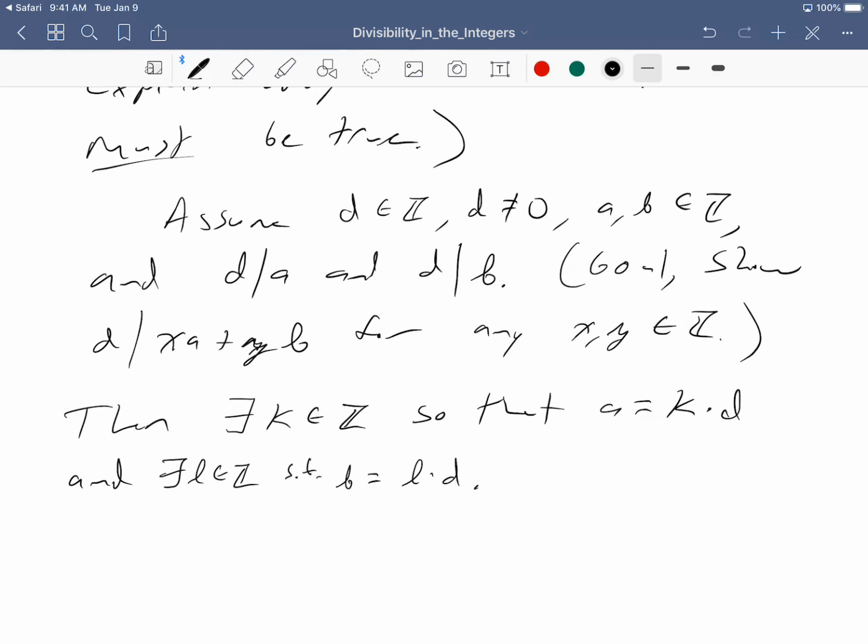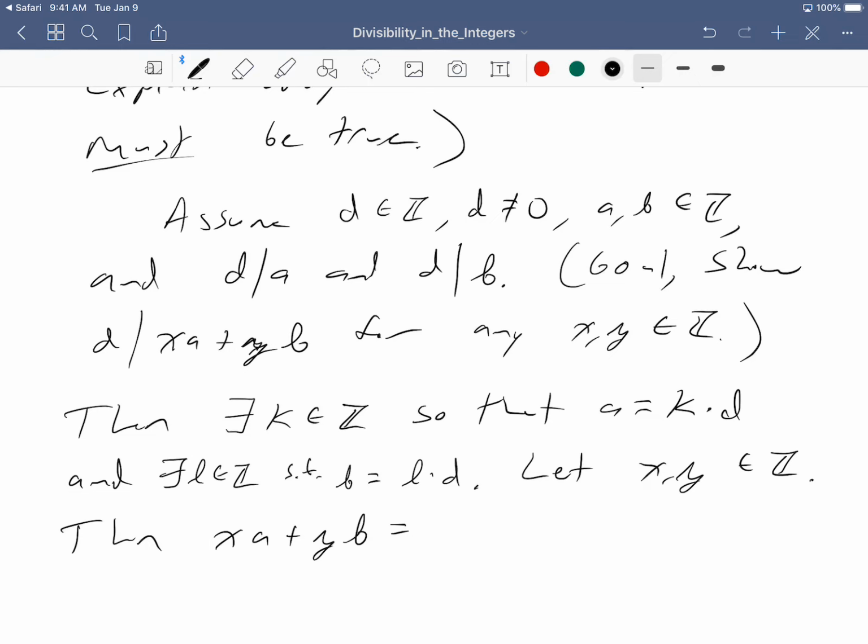The next thing I'm going to do, working toward that goal of showing D divides XA plus YB, is say let X and Y be any integers we want. I don't care what they are. They're integers. Then I'm going to start looking at XA plus YB and what that equals. So I'm going to do some substitution. I'm going to see if I can get to this using that definition of what it means to say D divides XA plus YB. So I'm going to leave the rest of this for you.